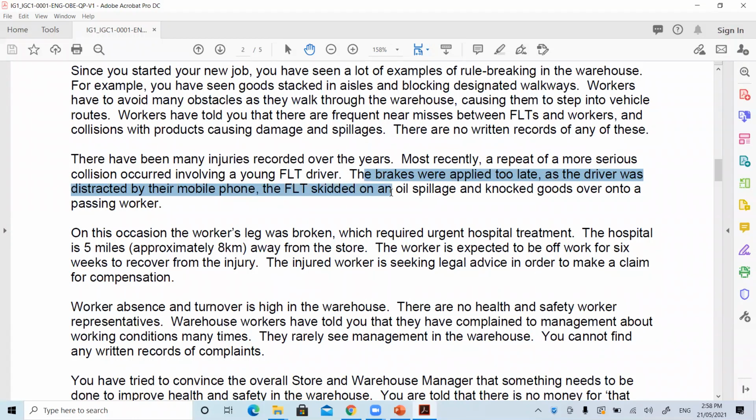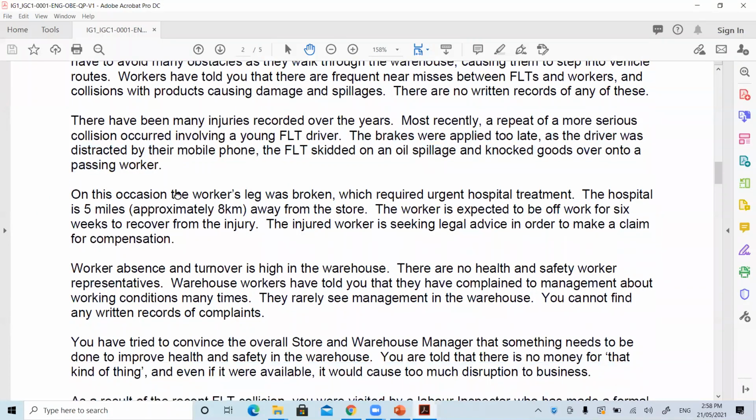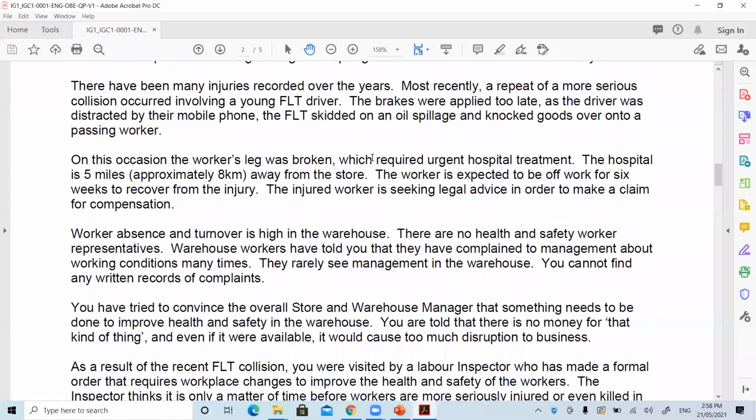The forklift truck skidded on oil spillage and knocked the goods over onto the passing worker. On this occasion, the worker's leg was broken and he required urgent hospital treatment. The hospital is 5 miles away from the store, and the worker is expected to be off work for 6 weeks to recover from the injury. So he will not be working for 6 weeks.